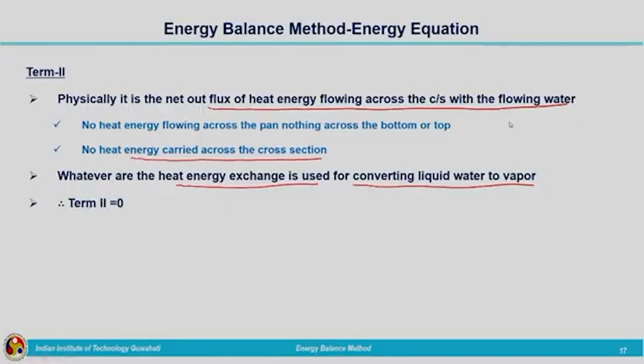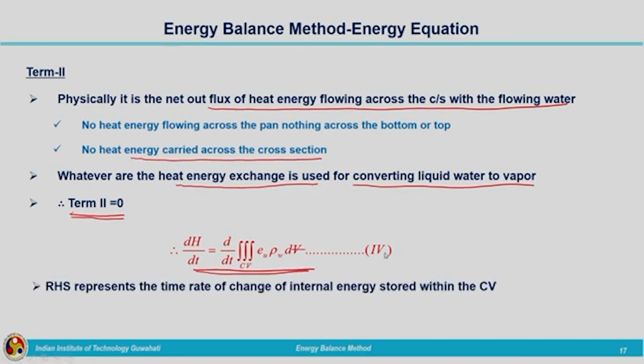So, what we can assume from that, we can understand that term 2 is equal to 0. Across the control surface, there is no energy transfer. So, we can write dH by dt is equal to d by dt of the volume integral of e u rho w dV. Let this equation be equation number 4. So, the right hand side is representing the time rate of change of internal energy stored within the control volume.